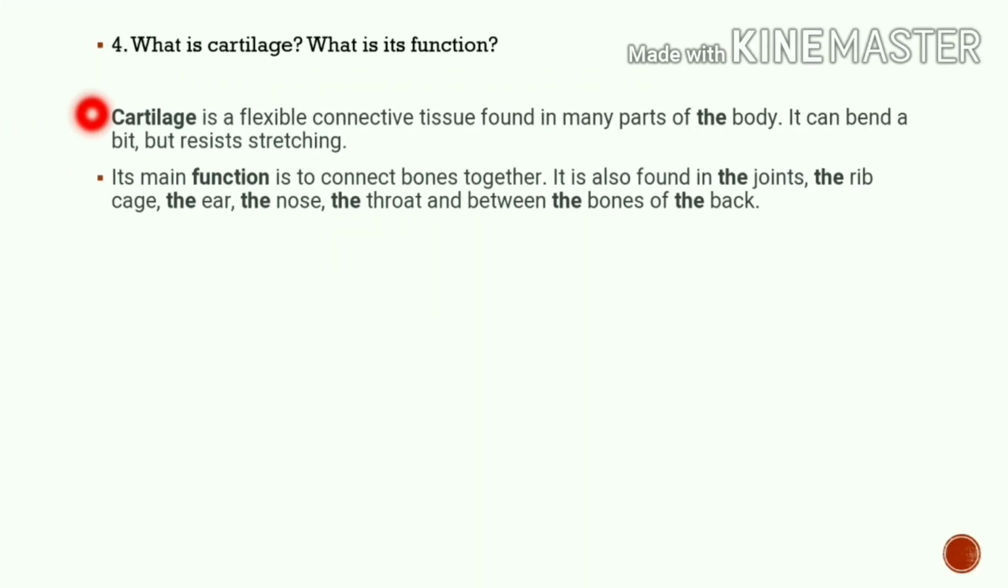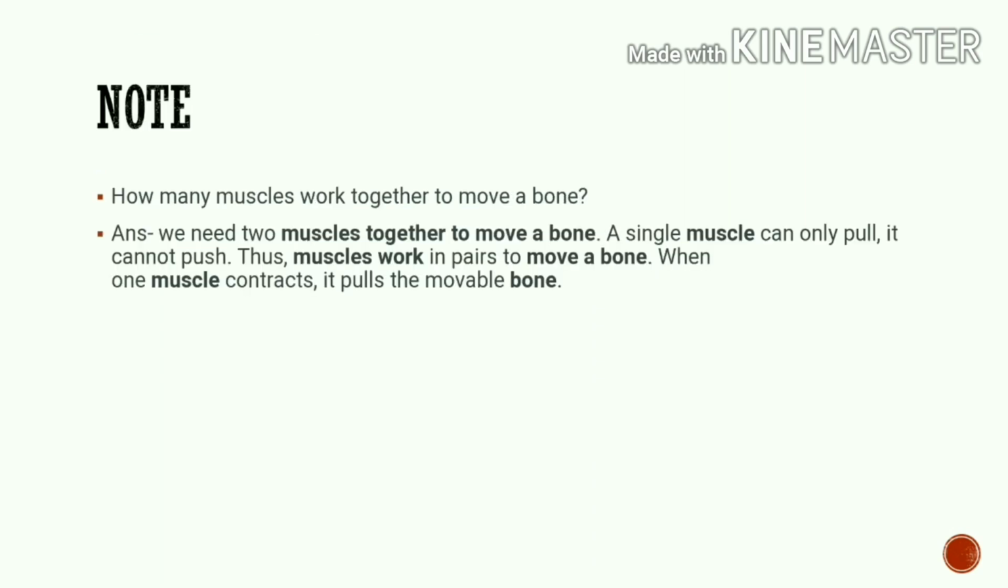Next one is what is cartilage and its function. You already know about this. See here, how many muscles work together to move a bone? As we already discussed, we always need 2 muscles together to move a bone, because a single muscle can only pull. It cannot push. Thus, muscles work in pairs to move a bone. When one muscle contracts, it pulls the movable bone.